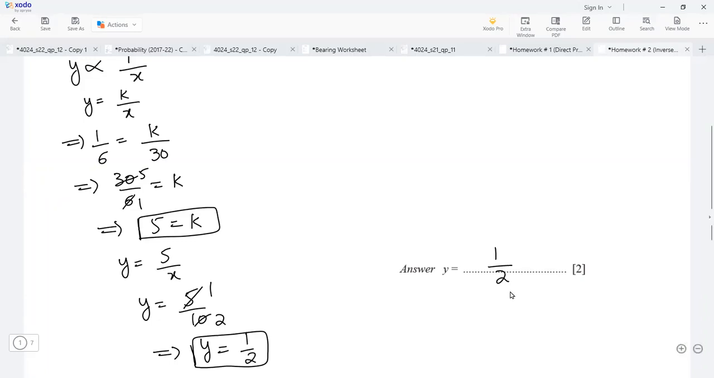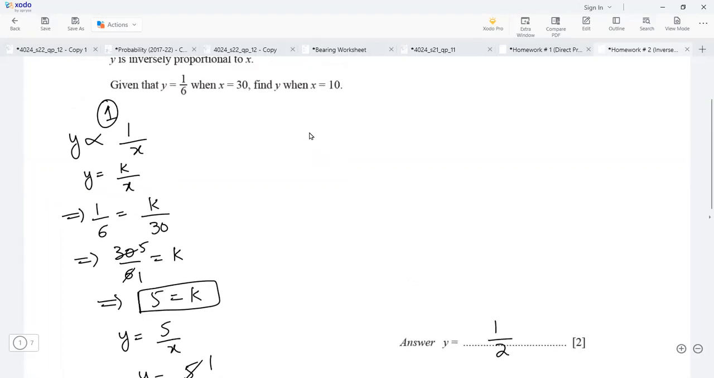So I hope you understand the first method. Now I'm going to solve this specific question through the second method as well. In the second method, you can see we have to write down y. One of the variables is y, the other one is x.